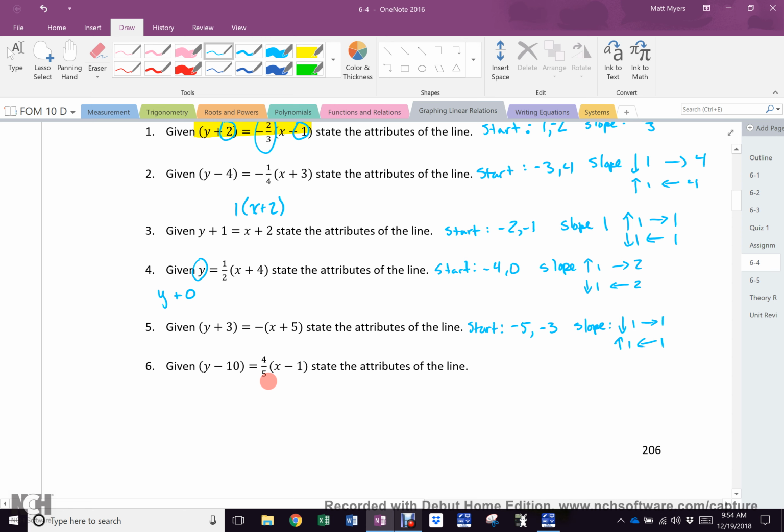And last, this is a nice normal one, just to remind you that they also are perfectly easy. What's our starting point here? Positive 1 and positive 10, and our slope 4 over 5 is positive, so up 4, right 5, or down 4, left 5. Is everybody good? It's exactly the same as slope intercept. Still got x's and y's, right? Easy peasy lemon squeezy, yeah?